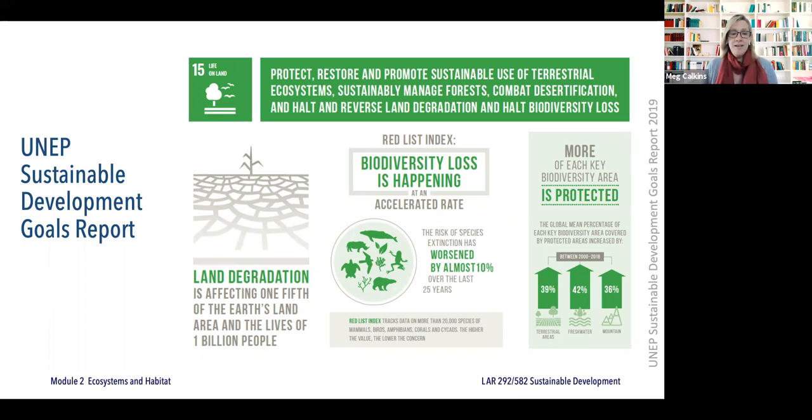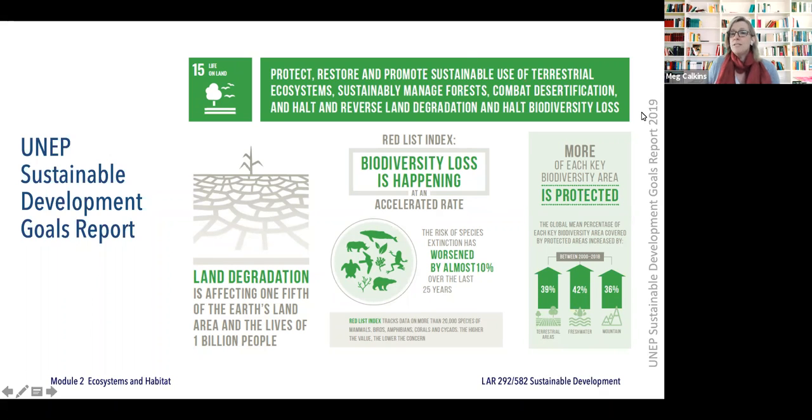We will find that land degradation is affecting 1/5 of the Earth's land area and the lives of 1 billion people. We'll talk about that over the course of this module a little bit. We'll see that biodiversity loss is happening at an accelerated rate. The risk of species extinction has worsened by almost 10% over the last 20, 25 years.